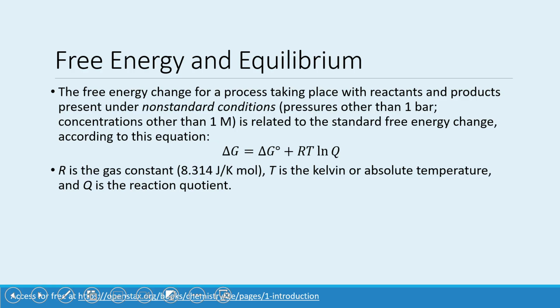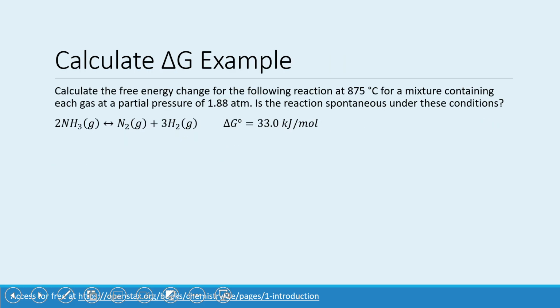So R is the gas constant. Again, we're going to use 8.314 because it is in joules per Kelvin times mole. Those are the units that we need. Temperature has to be in Kelvin, and then the reaction quotient Q could be calculated either from molar concentrations or partial pressures, because it's just going to be a ratio at the end of it.